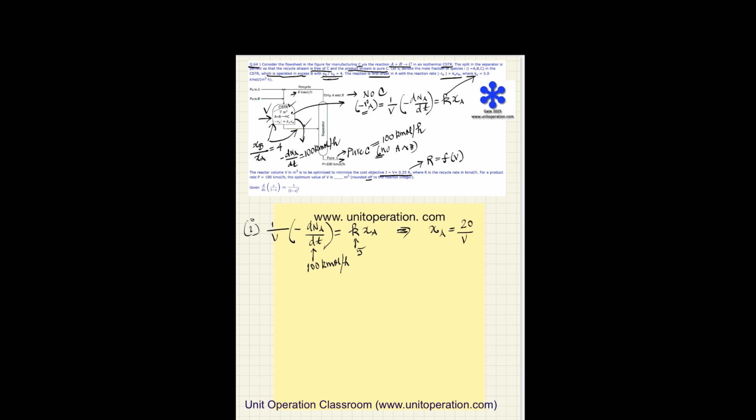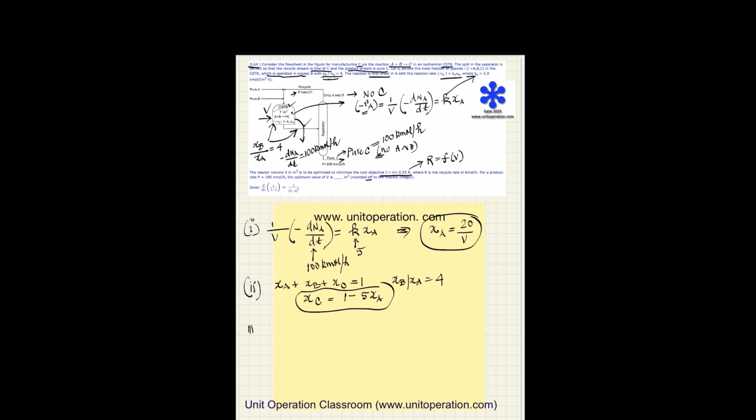That's one relation. Now the second relation: in the outgoing stream coming out of the CSTR, XA plus XB plus XC must be equal to 1. All the mole fractions added must be equal to 1. And it's given XB over XA is equal to 4. Therefore, XC is equal to 1 minus 5 XA. Very simple.